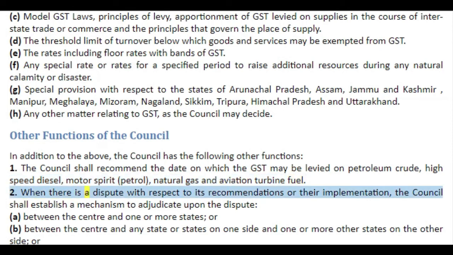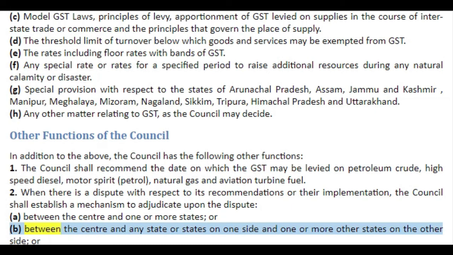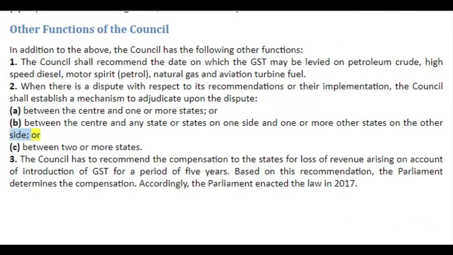2. When there is a dispute with respect to its recommendations or their implementation, the Council shall establish a mechanism to adjudicate upon the dispute: a. between the Centre and one or more states, or b. between the Centre and any state or states on one side and one or more other states on the other side, or c. between two or more states.